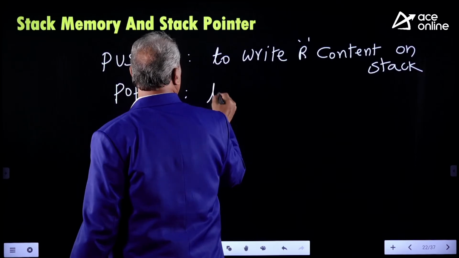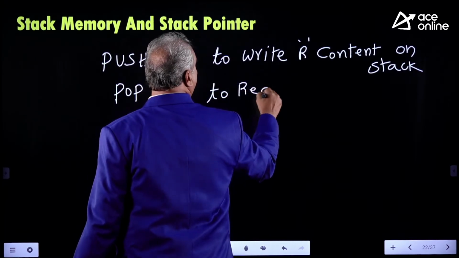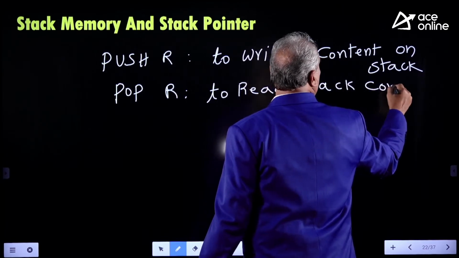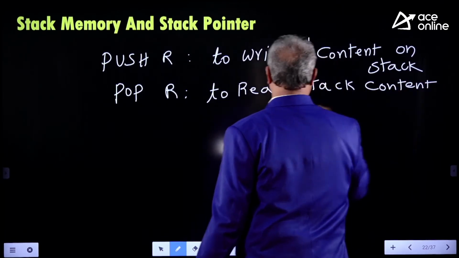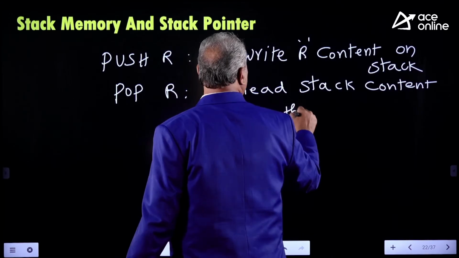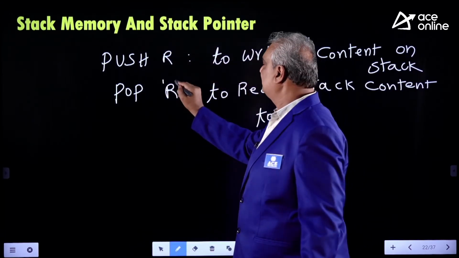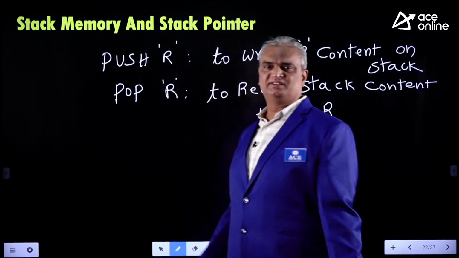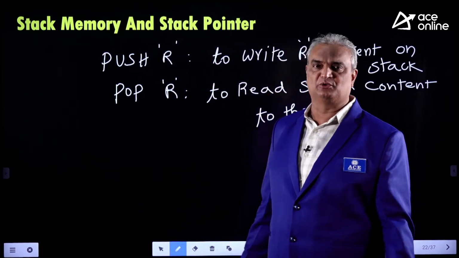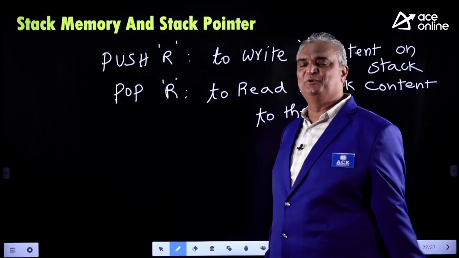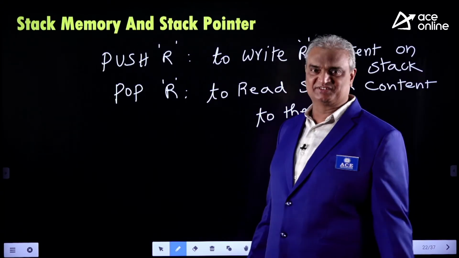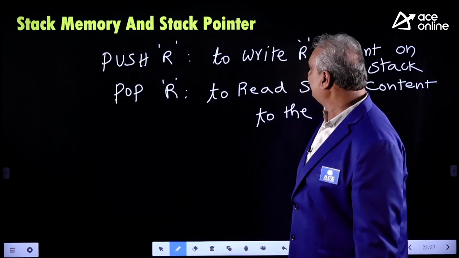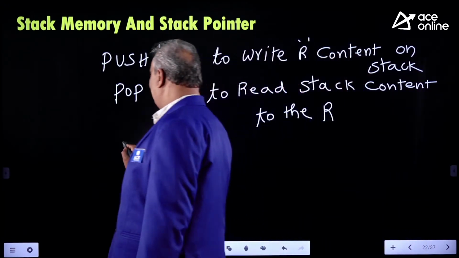Pop R, it is used to read stack content to the specified register. Here that specified register is nothing but R. What does R tell? Register. Generally we use register numbers R1, R2, R3 like that. While executing push R and pop R instructions, SP provides the stack memory address. Because of that reason, SP is the address managing register.